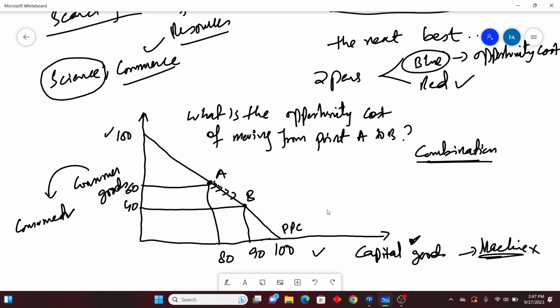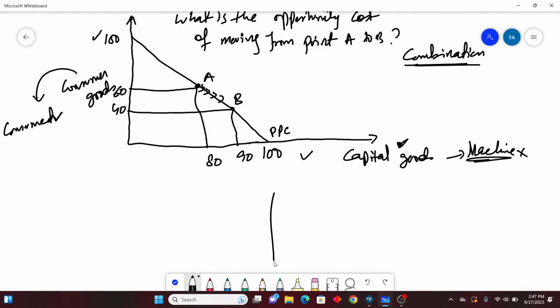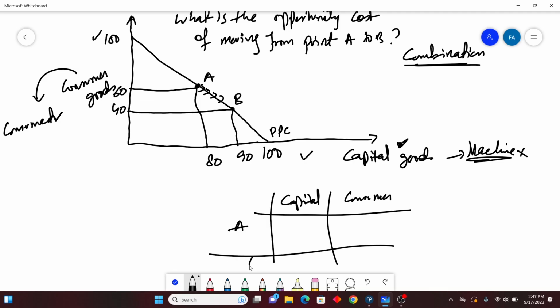So let's make columns over here. If I write it down, capital goods and consumer goods. Okay, so these are two goods. This is A and this is B. On the A part, if you come to the left side, it is saying 60 consumer goods. So I write 60 over here, and at point A, if you go to capital goods, it is saying 80 capital goods. For B, you have 90 capital goods, and for B on the left-hand side, it is 40 consumer goods.